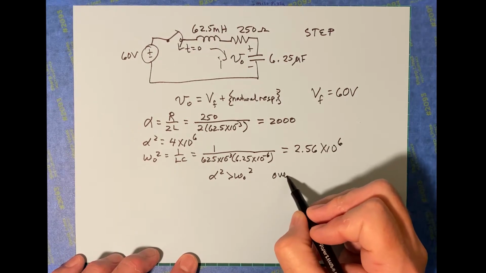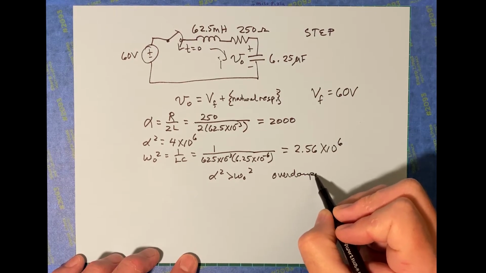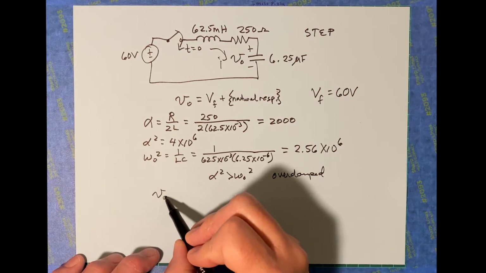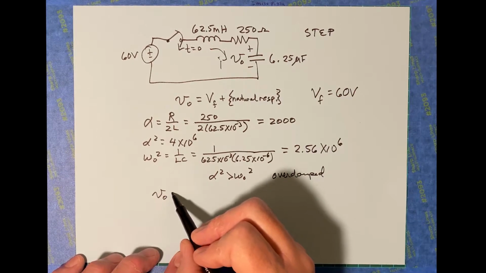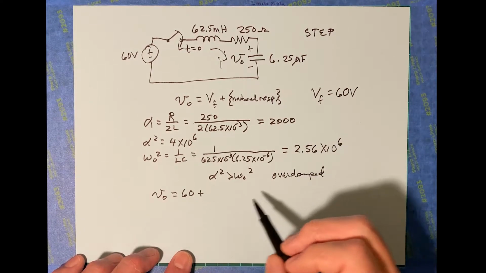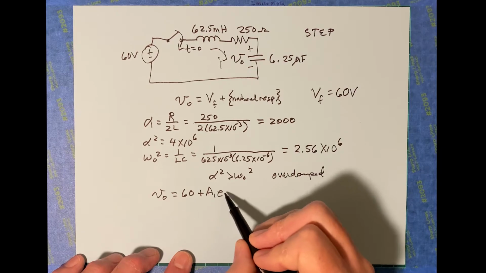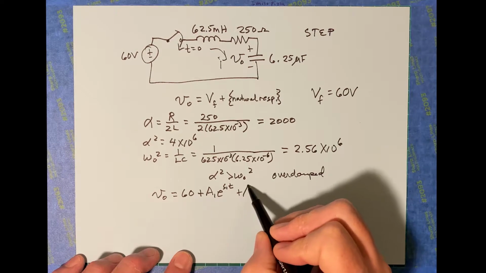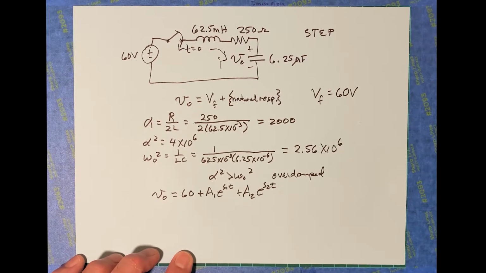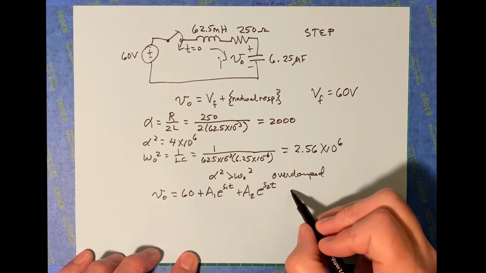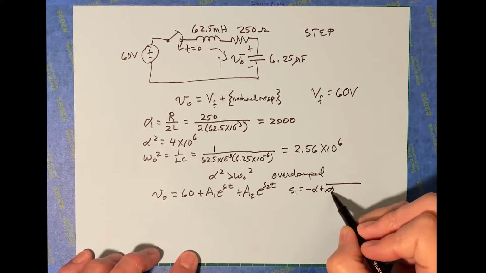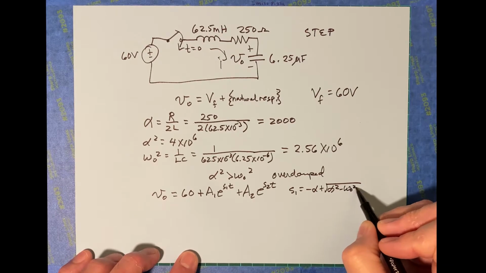So this is overdamped. So what does that mean? V naught is going to be 60 plus A1 e to the S1t plus A2 e to the S2t. Okay, so we know the general form. What about S1 and S2? S1 is going to be negative alpha plus the square root alpha squared minus omega naught squared.